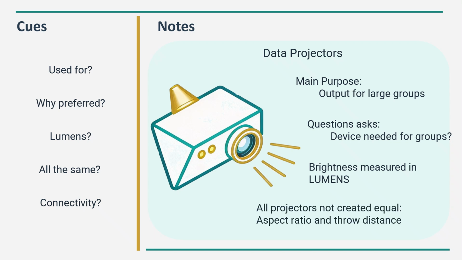And not all projectors are created equal. Aspect ratios and the distance at which the image can be displayed clearly, or throw distance, vary. Some older data projectors only connect with VGA, and newer ones with HDMI and even have a built-in speaker, or they can even connect wirelessly.